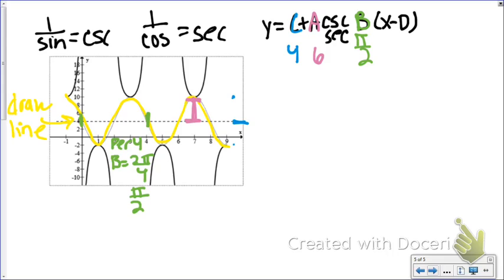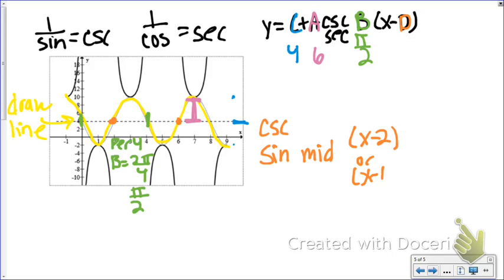So finally, all I'm left with is my D. So D, again, is a shift. But if you remember, that's going to depend on whether it's secant or cosecant. So if I do cosecant, cosecant is like sine, and sine shifted to a middle point. So I would look for a middle point in this graph before it goes up. So that would be right here or right here. So if I write this as a cosecant, I can do x minus 2, or I could do x minus 6.